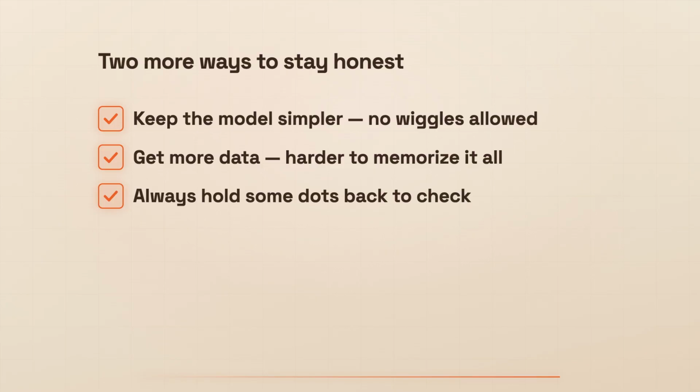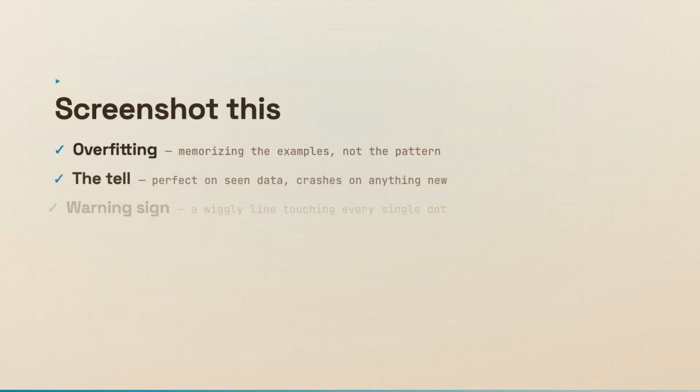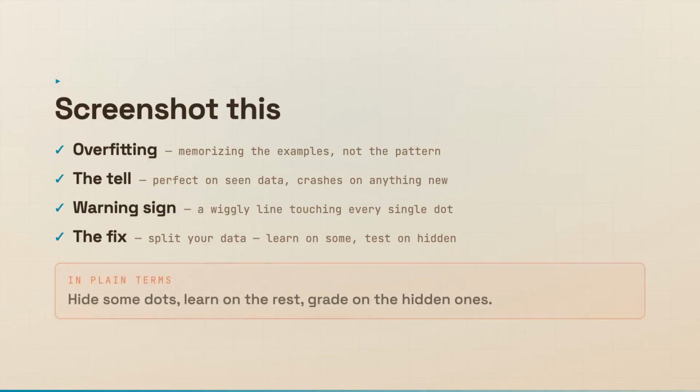Quick recap, screenshot this one. 1. Overfitting is memorizing the training examples instead of learning the pattern. 2. It looks perfect on data it's seen and crashes on anything new. 3. The wiggly line that touches every dot is the warning sign. 4. Split your data. Hide some, learn on the rest, test on the hidden part. That's the whole idea.